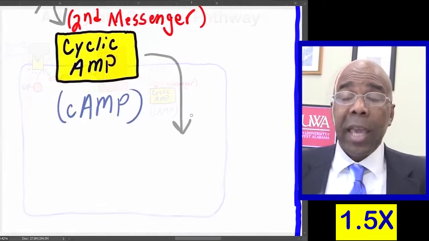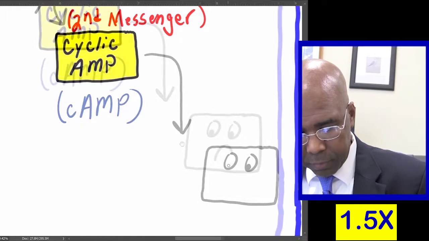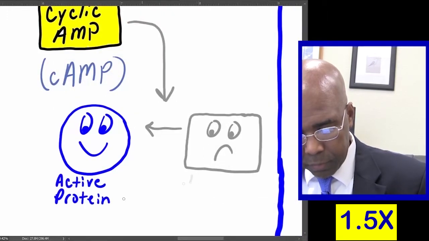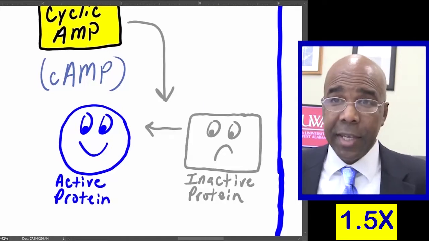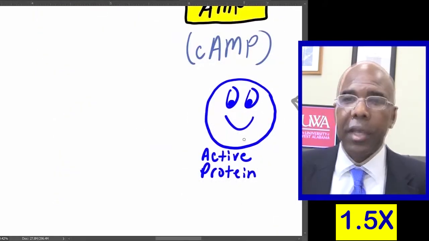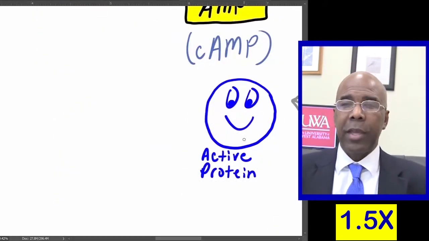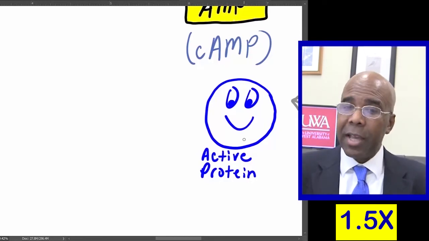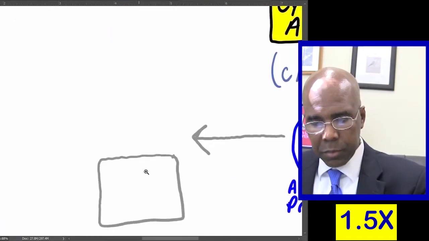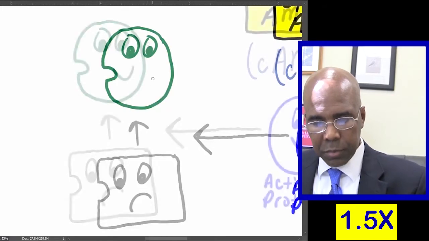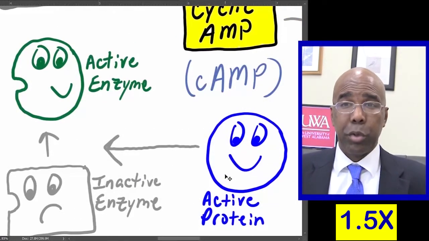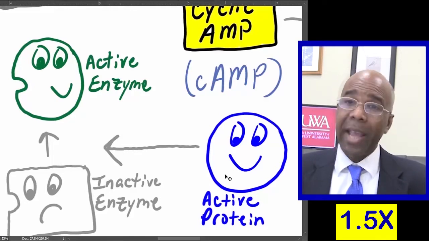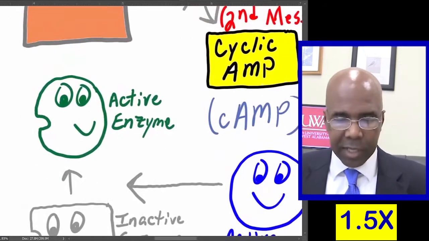Okay, let us continue. Cyclic AMP activates another protein. Cyclic AMP converts this inactive protein into an active form. So that's indicated here. This active protein is a special type of protein. And what it's going to do is continue in this pathway by converting an inactive enzyme into an active enzyme. And so let's indicate that here. Here we have our blue active protein. This is a special protein. What it actually does is add a phosphate to the inactive enzyme to convert it to an active enzyme. So let's indicate that here.